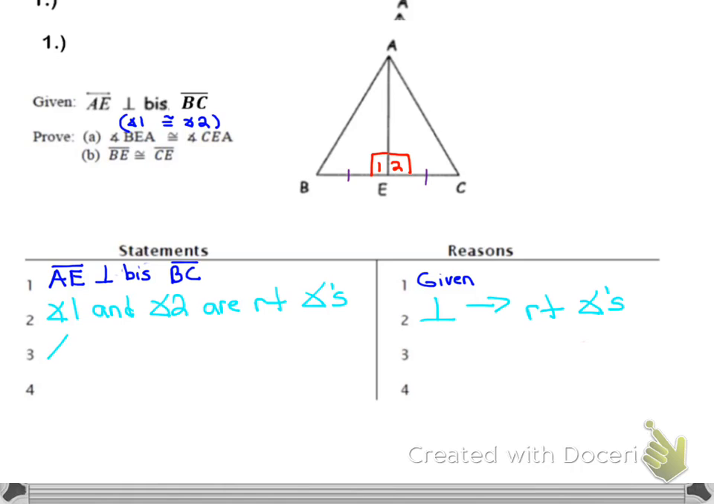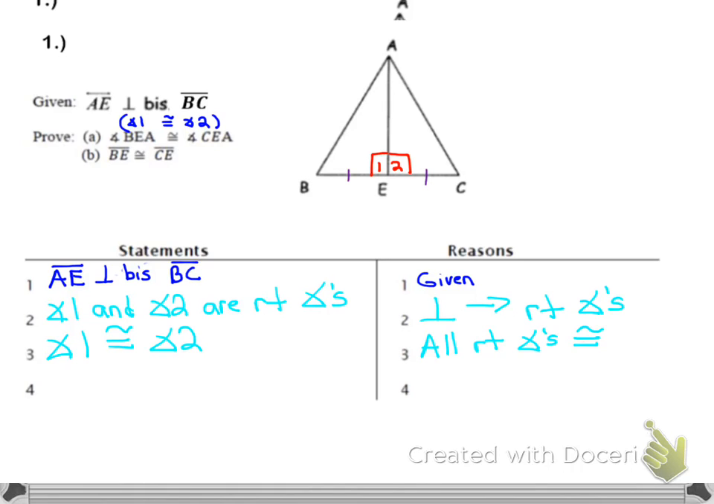Once I state that they're both right angles, I'm allowed to say that they're congruent. So I may state that angle 1 is congruent to angle 2, with my reason being all right angles are congruent. And that also satisfies the first thing I was asked to prove.